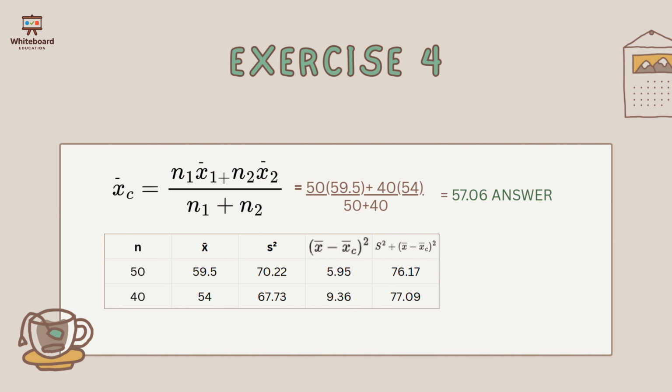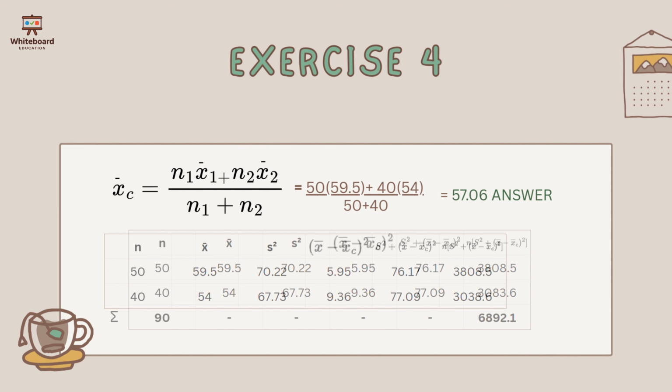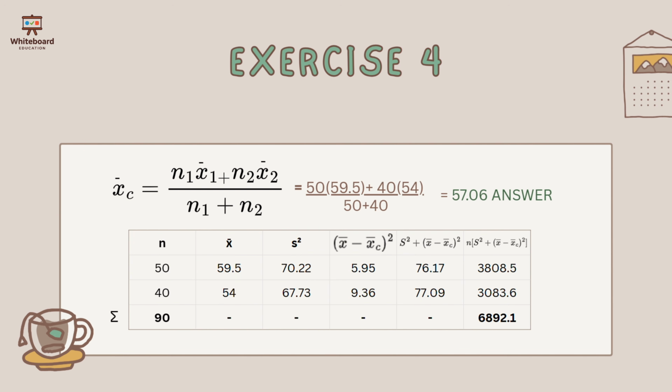Now add s square to the previous column's result. By the way, s square is simply called variance. Anyways, we add the values of s square to the previous results. After that, we multiply each by the respective number of observations, and we get 3808.5 for the boys group and 3038.6 for the girls group. Then, we sum them and divide by the total number of observations.